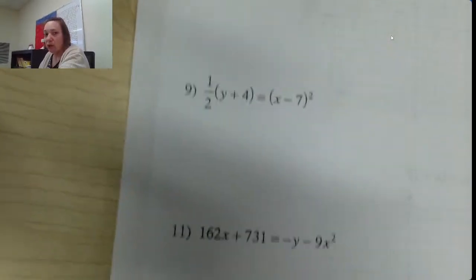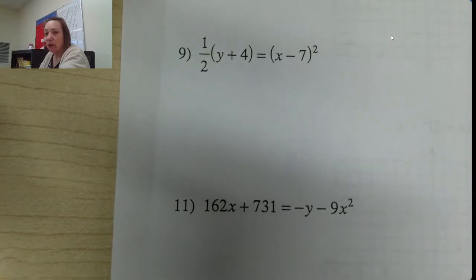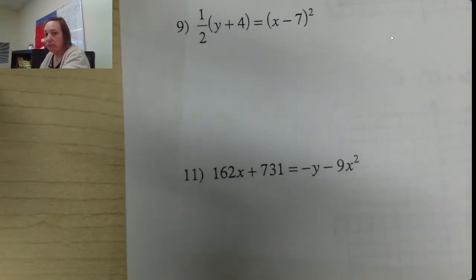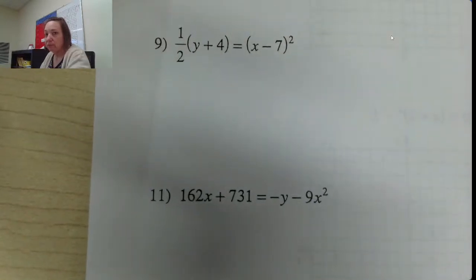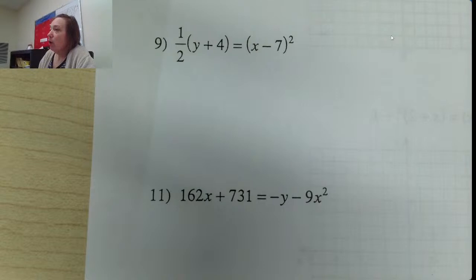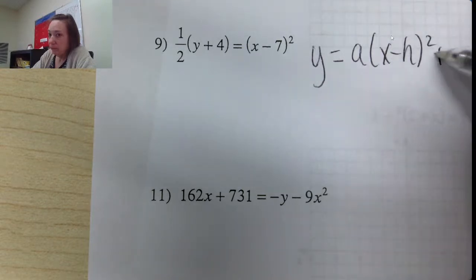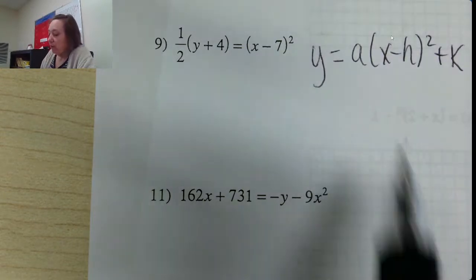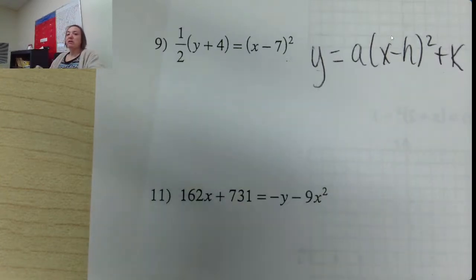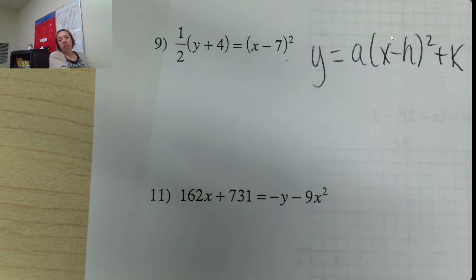Now, before we look at 9, I want you to know that 9 looks incredibly hard, and 9 is actually probably the easiest one on the whole page. It looks hard, but it's not hard. So remember, our goal on this worksheet is to get our equation in vertex form. That's what we want. Vertex form looks like this. If you're comparing our equation in number 9 to vertex form, what do you notice that they got that's similar?